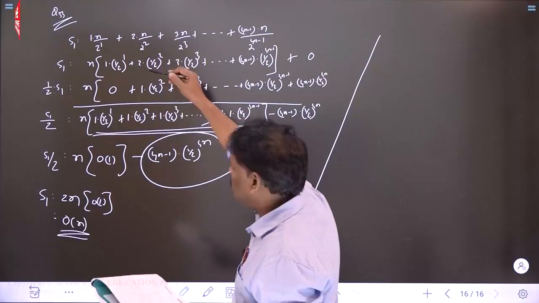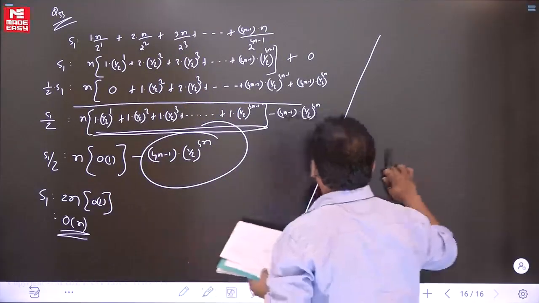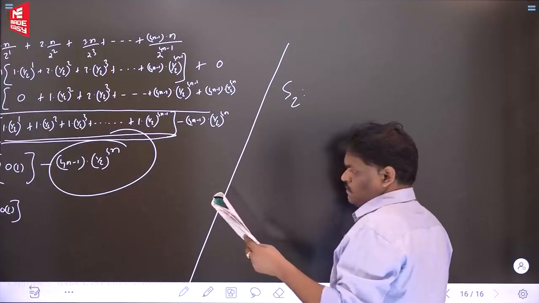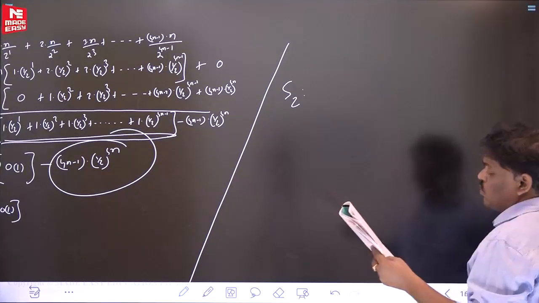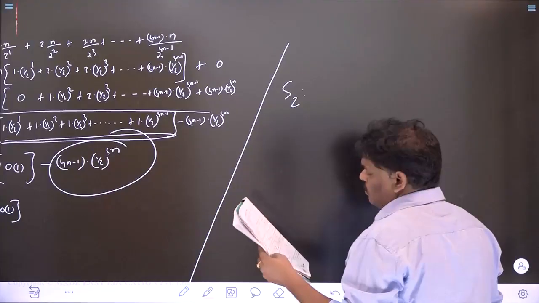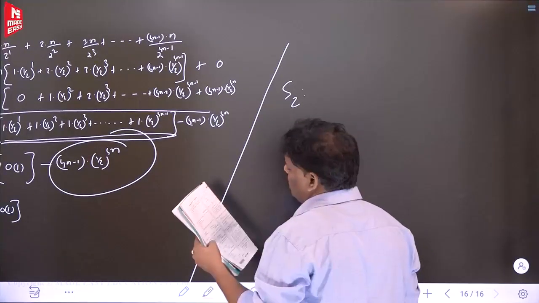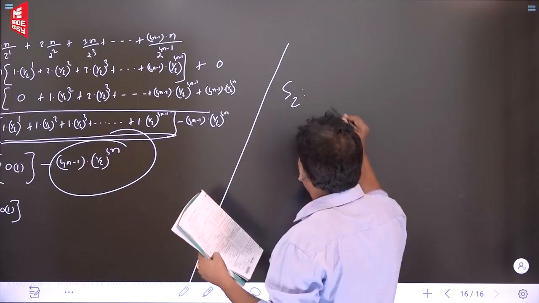Question number 32, S1 is going to be n. Let's see the S2 also. What about S2? Let's check here. What is S2? If you see the behavior of S2, S2 may be this one.